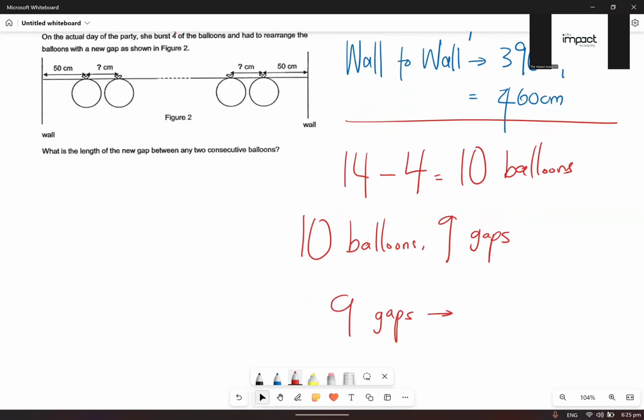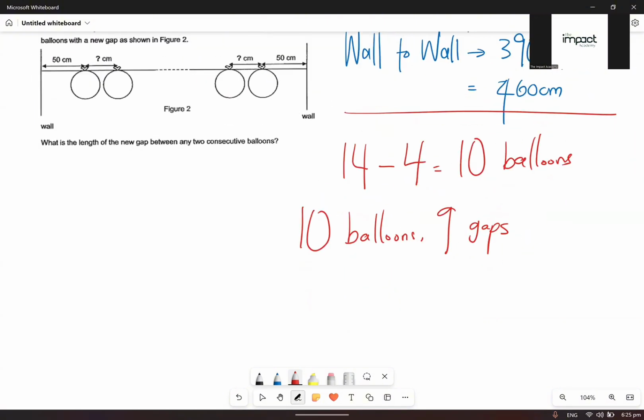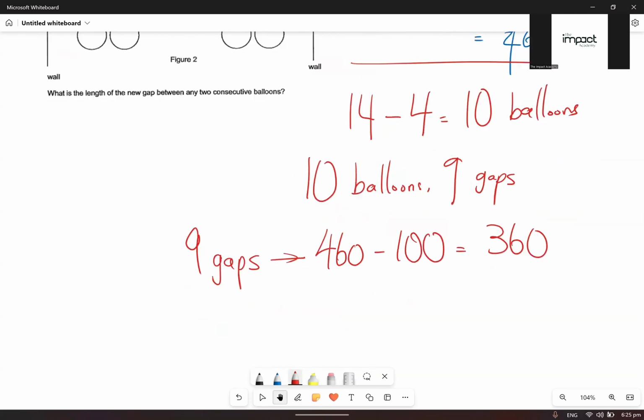Again, do we know one gap is how much? We don't know, right? But we know one thing for sure. What is it? The wall to wall still stays as 460. So we're going to remove the 50 and 50. Can you see that? Do you know why? Yeah, very good. So 9 gaps is basically equal to 460 minus 100, which is 360.